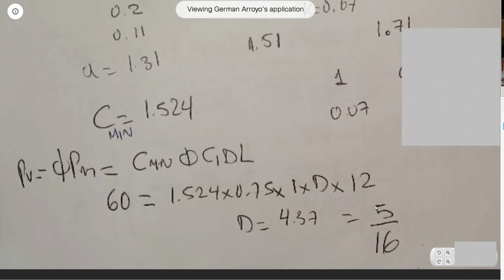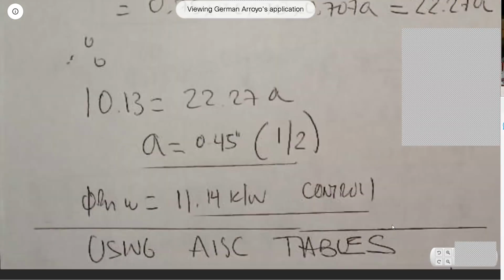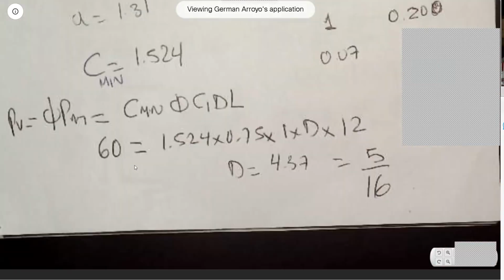If you compare the answer by using the table with the answer by using the elastic method, because it's conservative, the elastic method is telling you to use half an inch as well. The table tells you that you only need a 5/16.